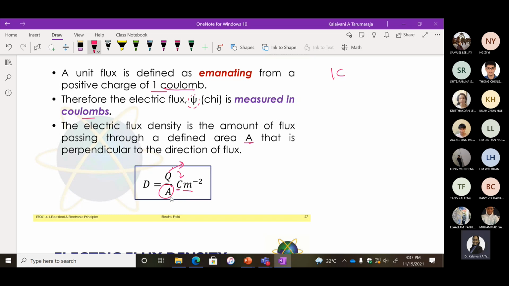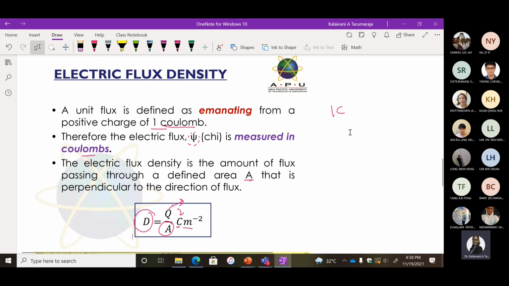Why are we doing charge divided by the area? Because to get the D. This D is reflected as the electric flux density. Have a look back at the title: electric flux density, which is D.